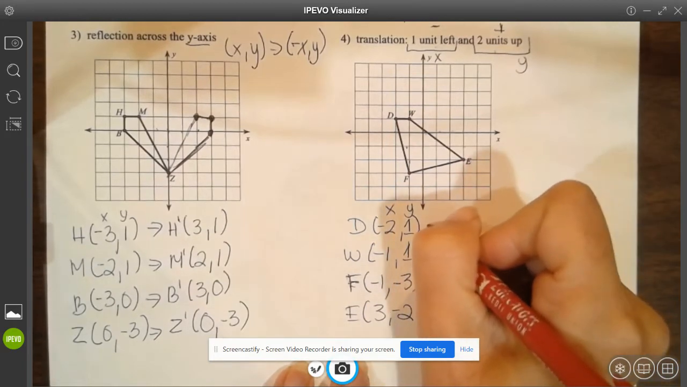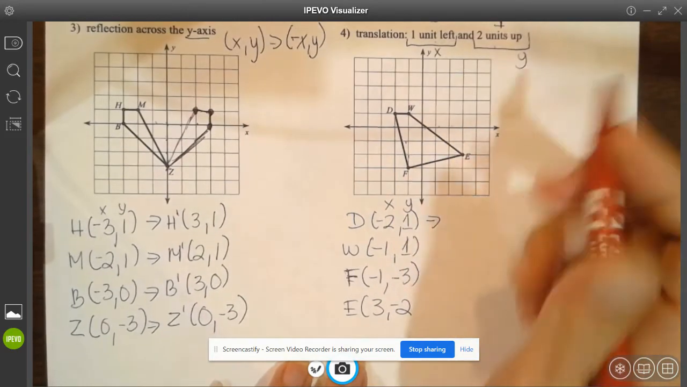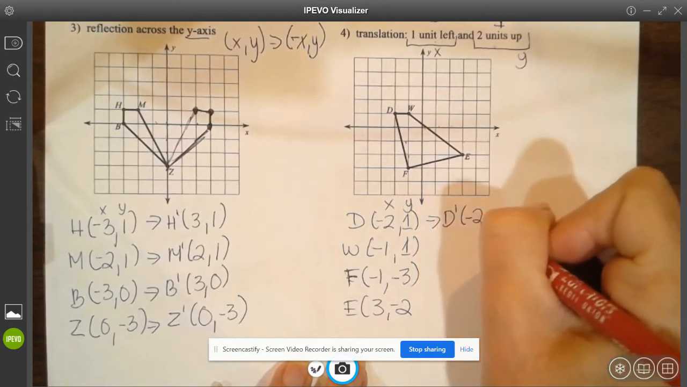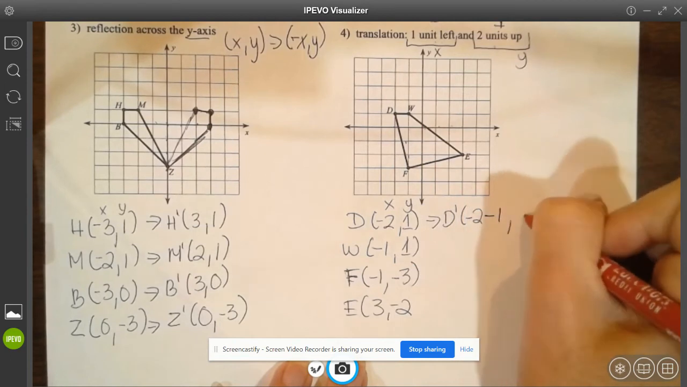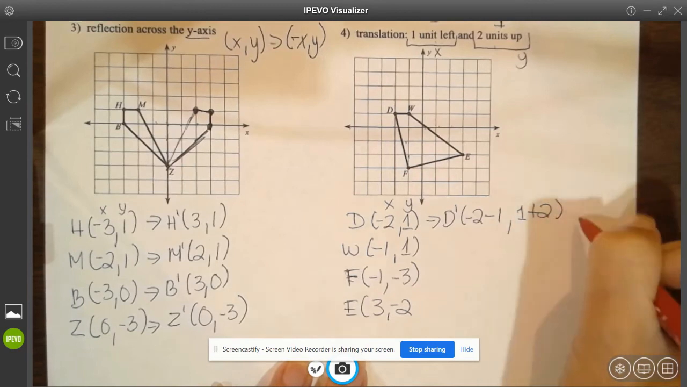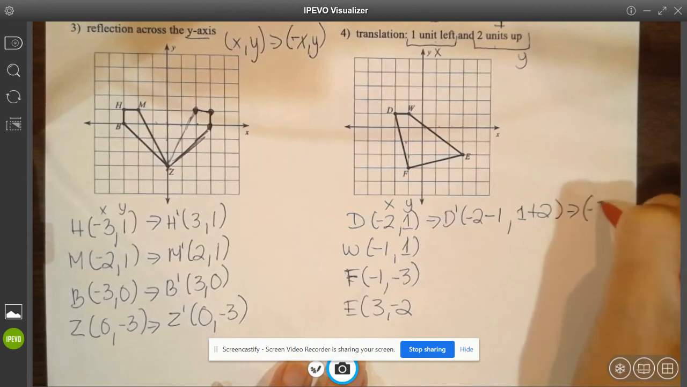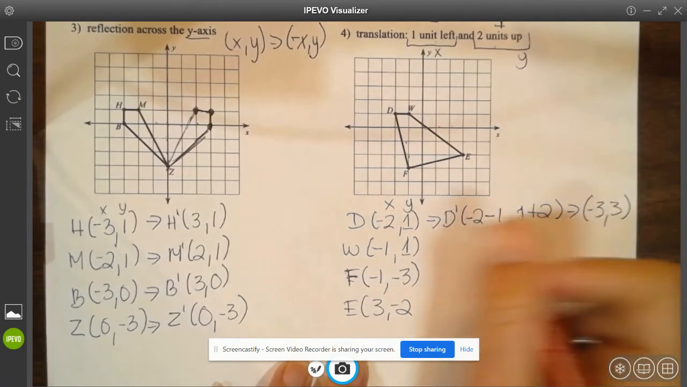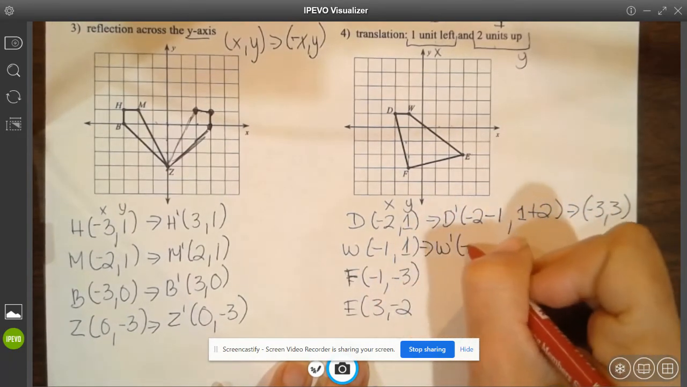So my new points would be, all right, let's do it very detailed. So it would be D, right? It would be -2, -1, comma, and then 1 plus 2 on my y's. And then I'm going to write the new point, which is what? That minus that, that's -3, and then that is 3. That's my new point.